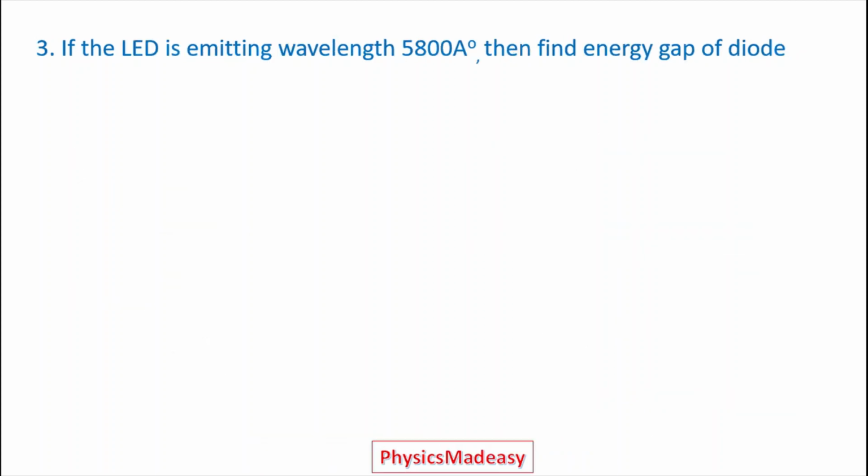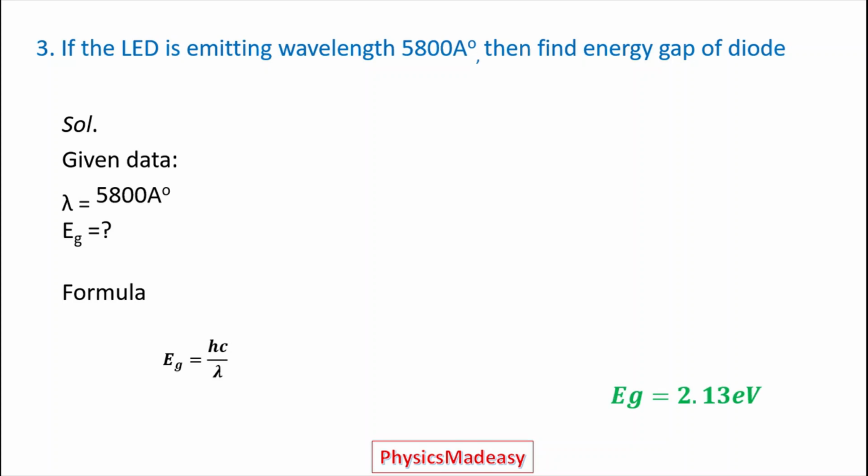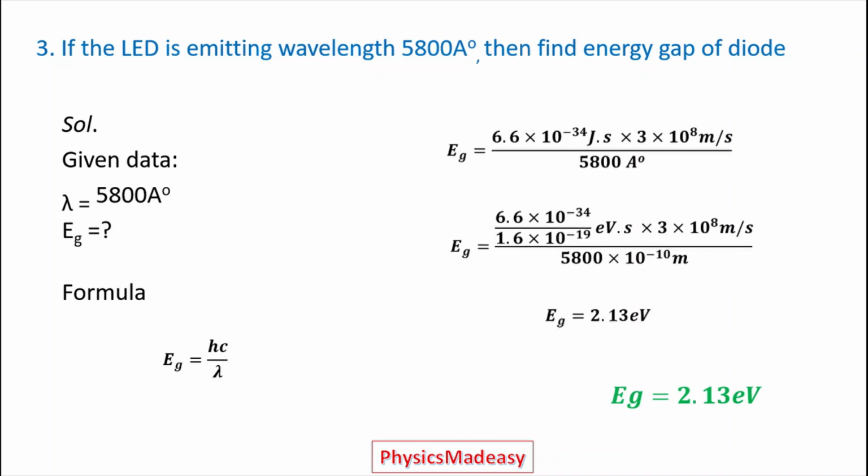If an LED is emitting a wavelength of 5800 angstroms, then what is the energy gap of the diode? The same formula is used. So if you solve, you are going to get 2.13 electron volts. So like this, we can solve problems based on LEDs.